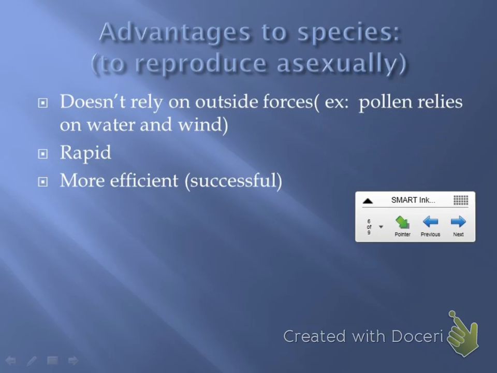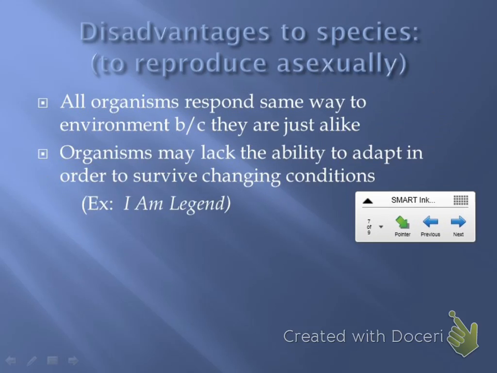Now let's think about what the disadvantages of asexual reproduction would be. If everything reproduced asexually, then we would have a major problem because all organisms respond the same way to the environment because they are just alike. There wouldn't be any different immune systems. Everything would be the same. There would be no survival of the fittest. Organisms may lack the ability to adapt in order to survive changing conditions.